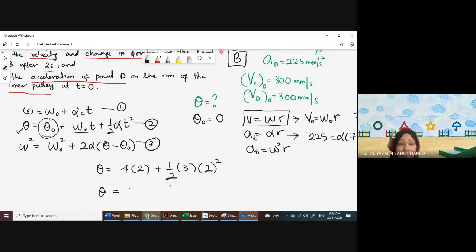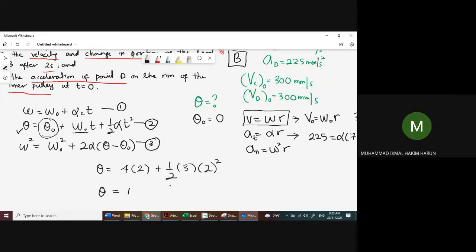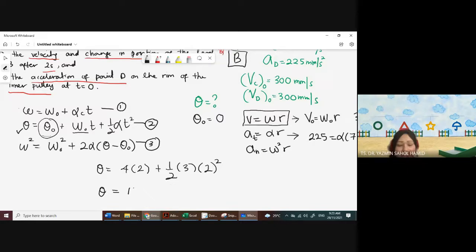Berapa? 17. Betul lah 14. 14 apa? 14 radian.